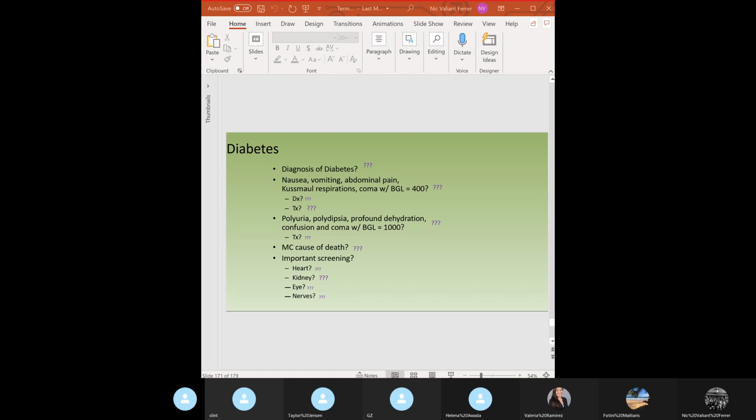What happens to the nerves? We need to check a podiatric exam annually, right? Also check what happens to the GI tract. In persons who have diabetes, what happens to the peristalsis? Increase or decrease? Decrease. You get gastroparesis. Excellent. Good job. What's the treatment for gastroparesis?